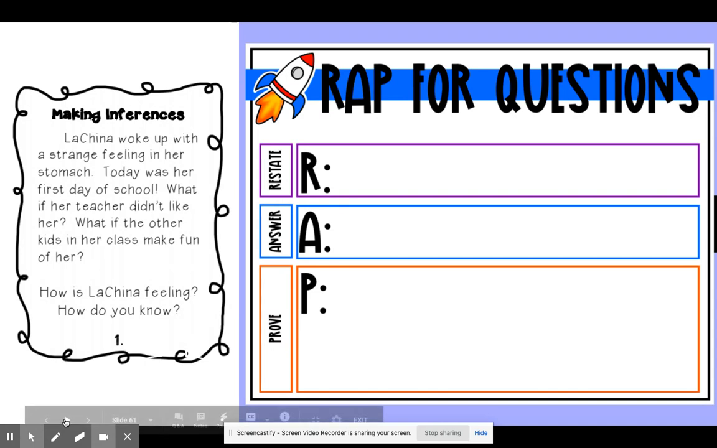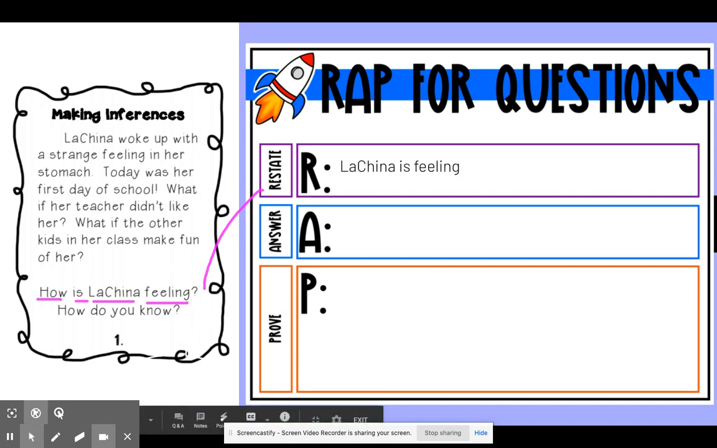And so when I'm restating, all I'm going to do, in purple, is look at these words. How is LaChina feeling? And I'm asking myself, how can I use these words right here? So I said LaChina is feeling. Look at, I used three of these question words right here. I pulled these words straight from the question. LaChina is feeling. And then I'm going to answer it.